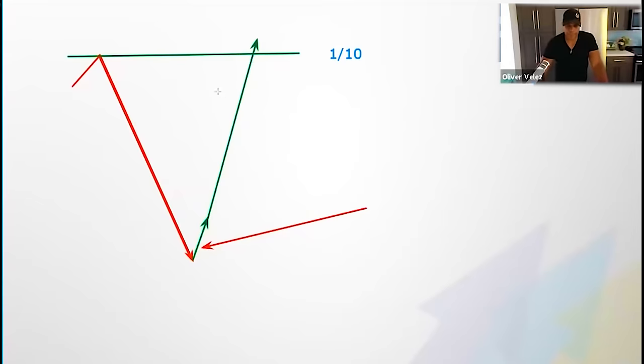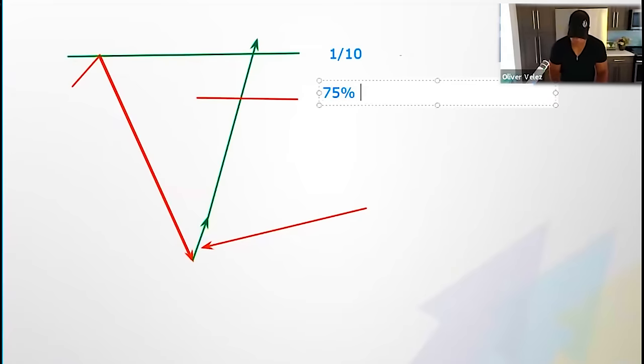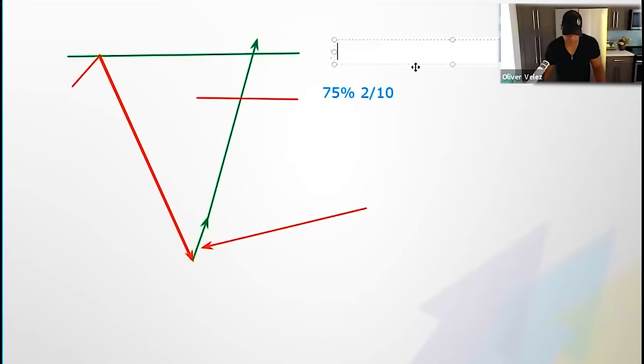Now, let's say 75. So this is the 100% level, right? Let's say 75% back up. 75% instead of 100%. How many? Two out of 10. All right, interesting. So look, guys, 100% all the way back, you're going to get 1 out of 10. I had to mess that up, but anyway, you get the point. So 1 out of 10 goes 100%, 75%, 2 out of 10.